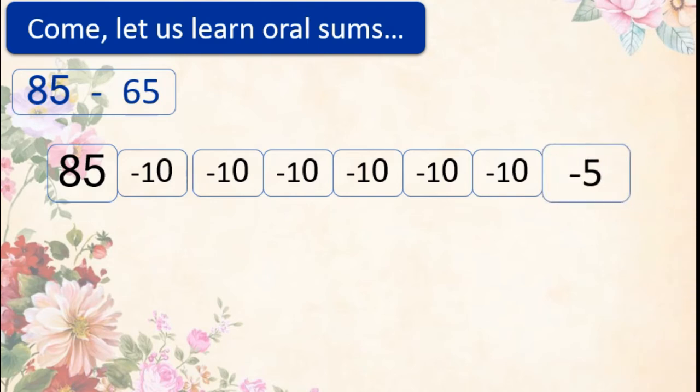Isn't it? Now calculate the answer. 85 minus 10 is 75. Minus 10 is 65. Minus 10 is 55. Minus 10 is 45. Minus 10 is 35. Minus 10 is 25. And minus 5 is 20. Isn't it? What is our answer? 20 is our answer. Am I right? You calculate and see.